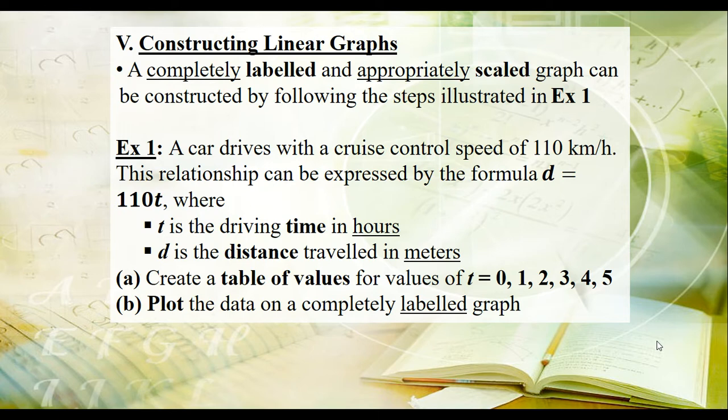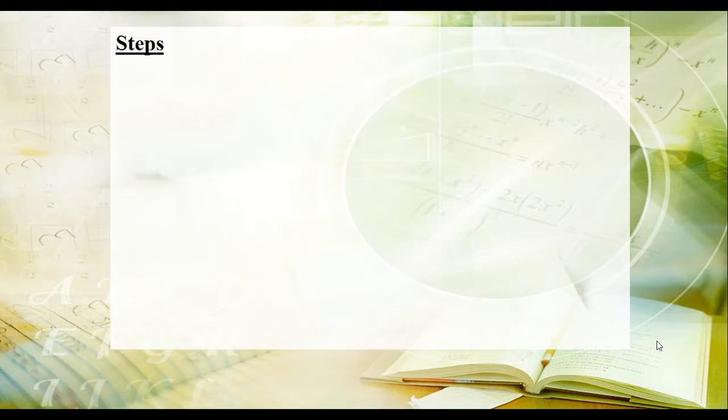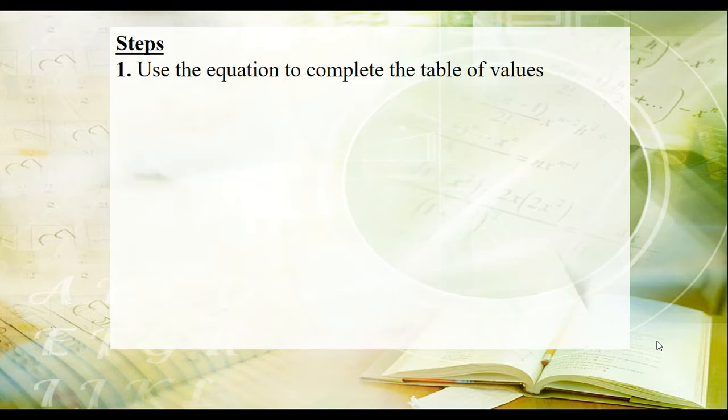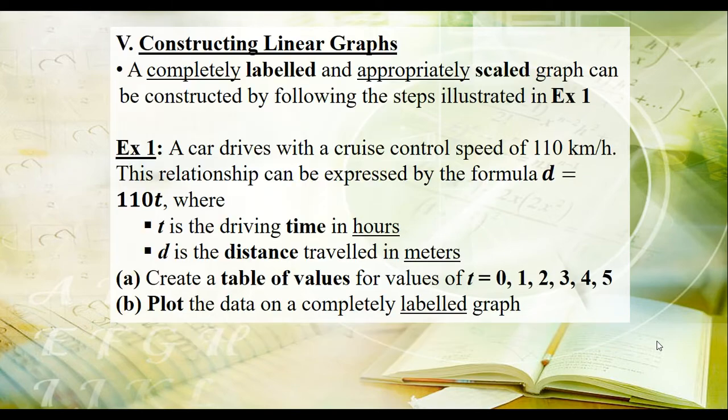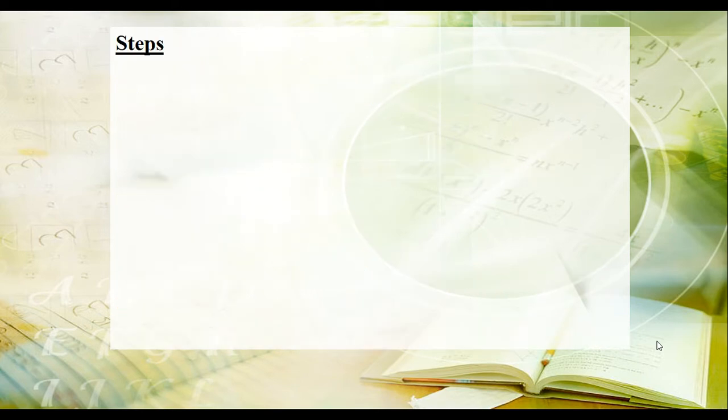Okay, so we first of all want to start off by constructing a table of values for values of t that are going to be 0, 1, 2, 3, 4, and 5. Okay, so let's do this. So we're going to use the equation to complete the table of values. So here's my table of values. So I have time value of 0 all the way through 5.